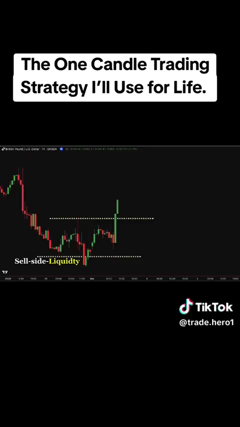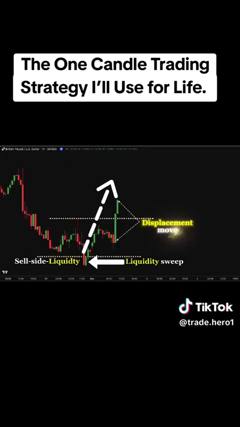After the market retraces, it sweeps that liquidity and immediately pushes higher. That move confirms a liquidity sweep. Next, the market approaches the resistance level and breaks through it with strength. That's your displacement move.